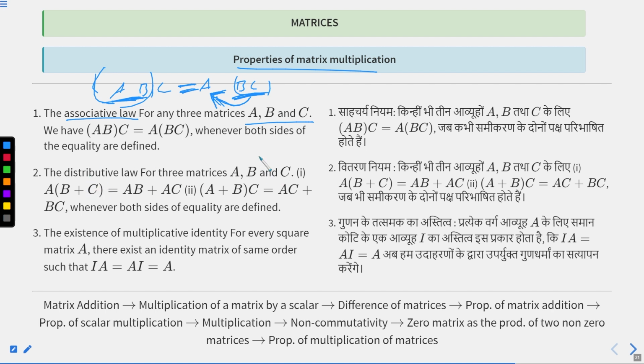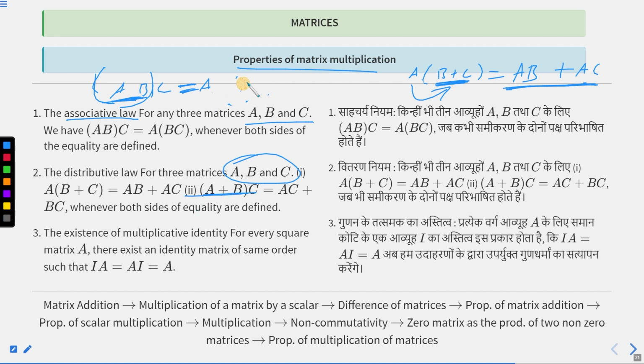Now the distributive law. If you have 3 matrices, A, B and C, what do we mean by this? B is added to C, then that sum is multiplied with A. A is multiplied with this sum. This will be the same as finding AB and AC and then adding, so you will have AB plus AC. Clear?